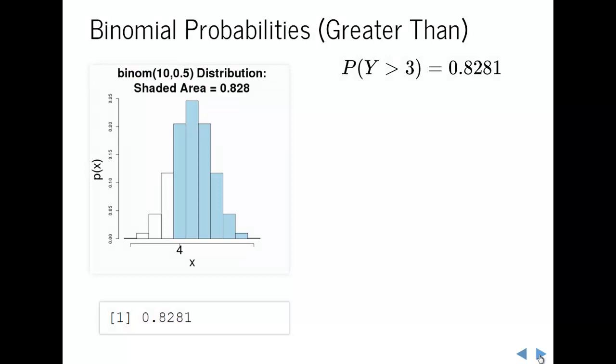All of the bars in the right tail, starting at 4, are shaded, so we did this correctly. The probability is 0.8281.